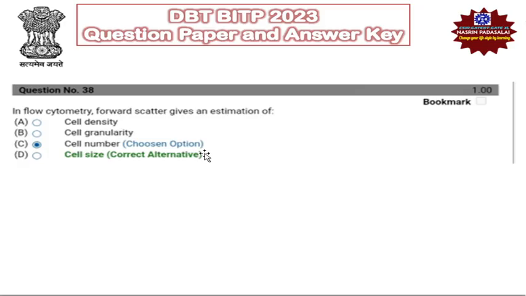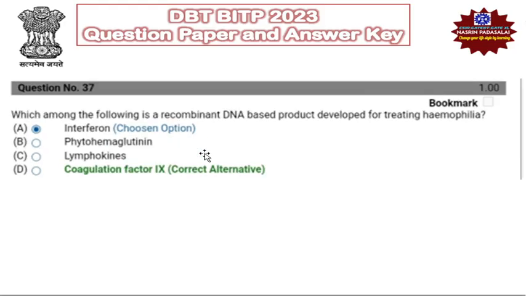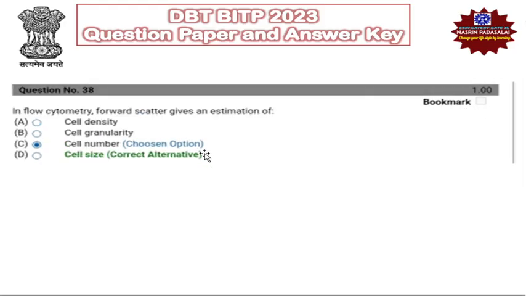Okay. Next is flow cytometry. The forward scatter gives the estimation of. So forward scatter will be giving the estimation of cell size, whereas side scatter will be giving an estimation of cell granularity and cell density.